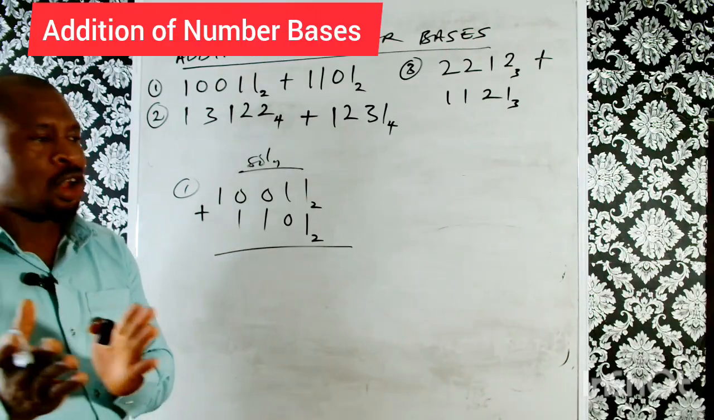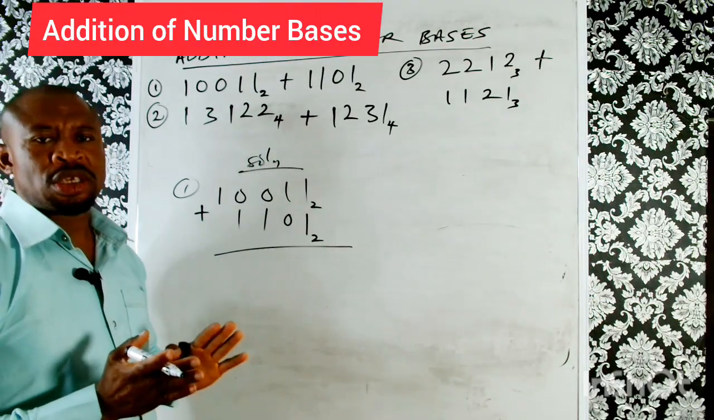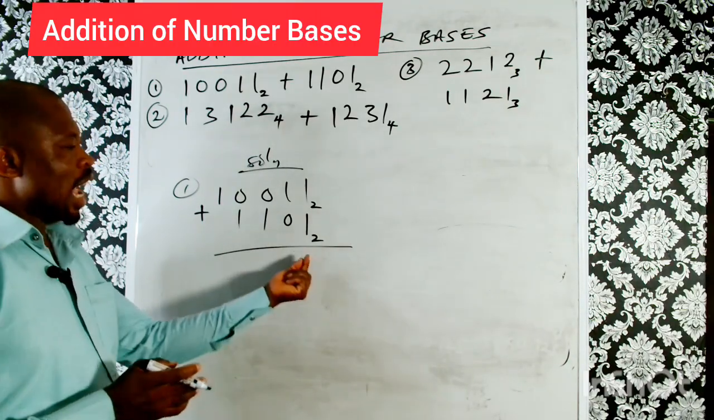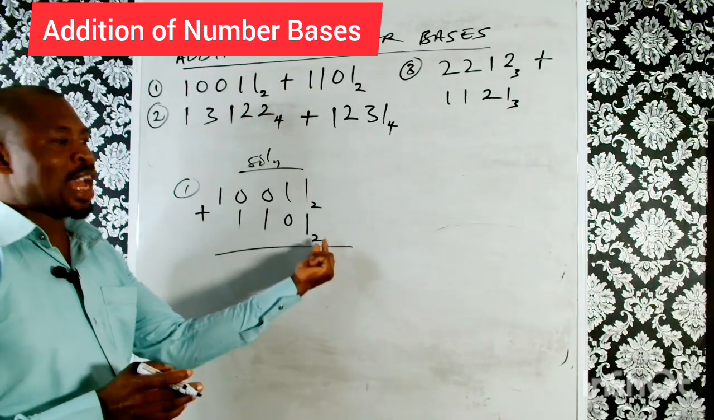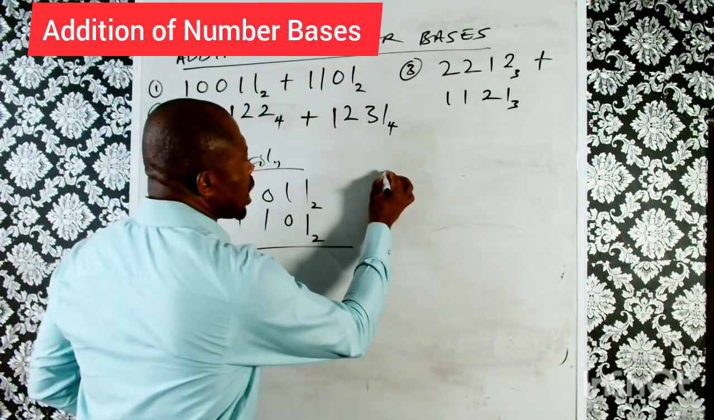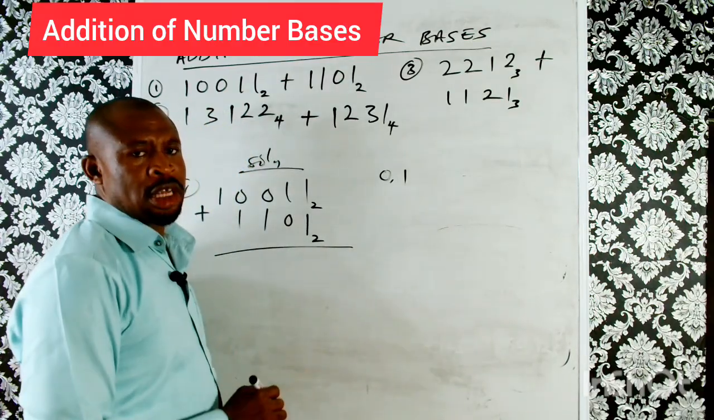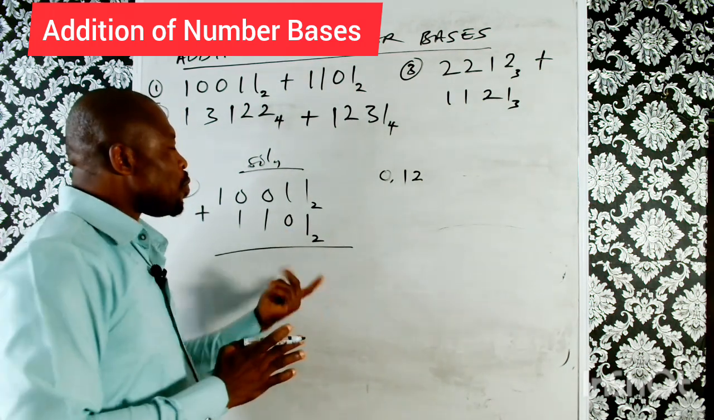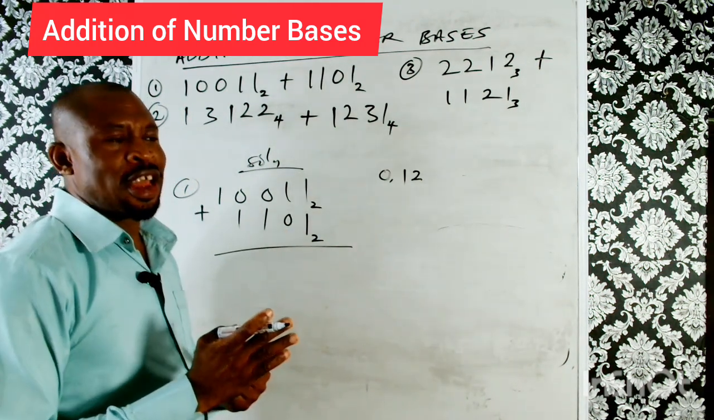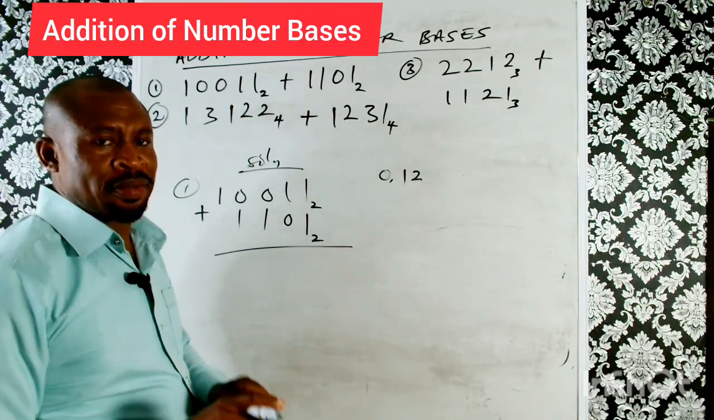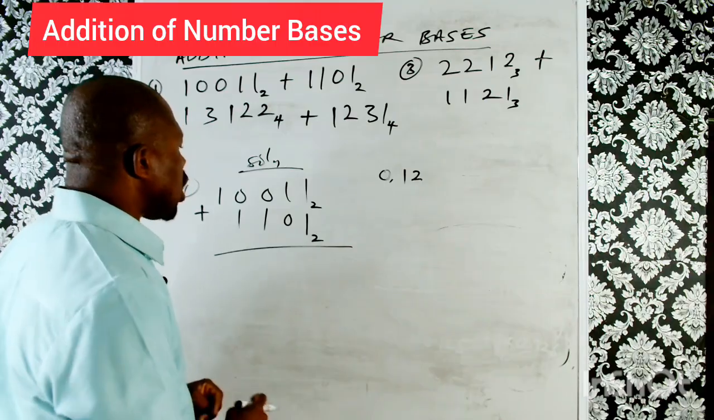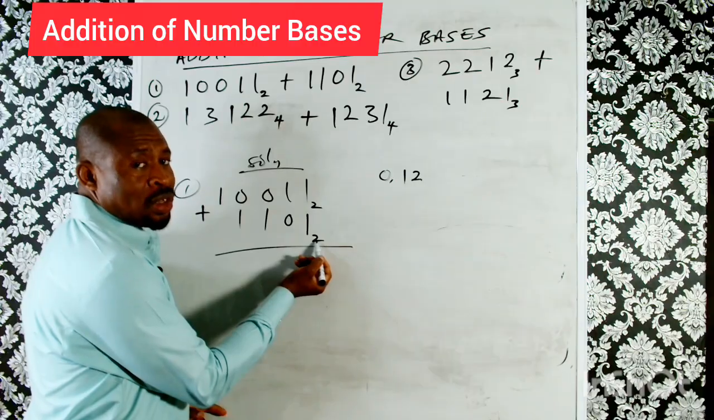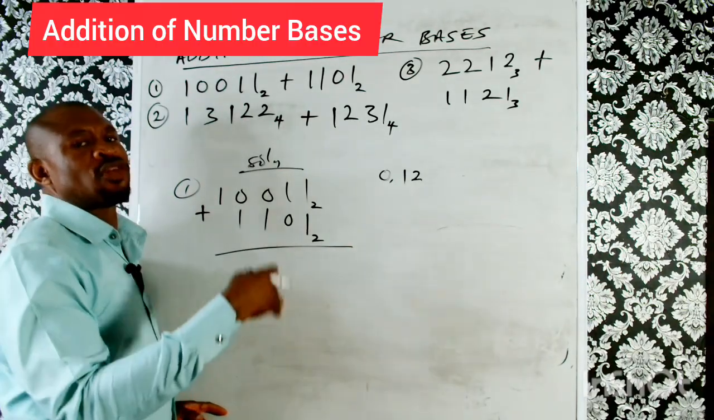Now, the rule of addition or even multiplication of number bases is that the answer you will get, since this is in base 2, must be between 0 and 1. If it is base 3, then you can add 2. The rule is that the answer you will get must not be equal to or more than the base you are operating with. For example, this is 1 plus 1. 1 plus 1 is 2, and we are working on base 2. Our answer should be less than 2, not even equal to 2.